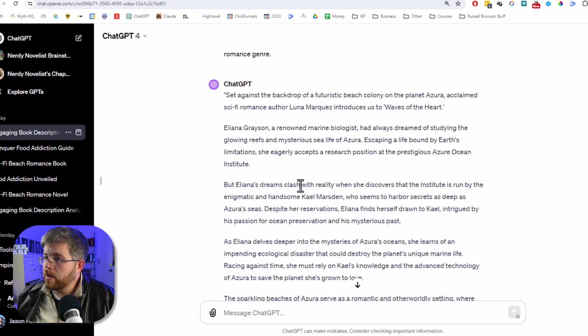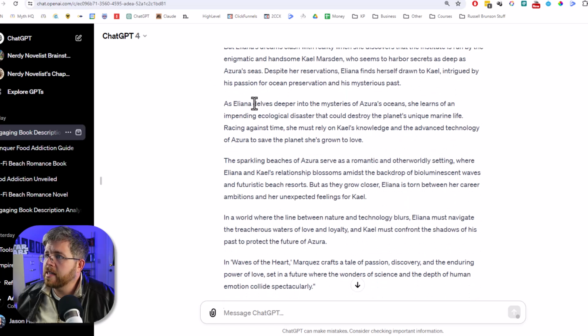But Eliana's dreams clash with reality when she discovers that the institute is run by the enigmatic and handsome Kale Marsden, who seems to harbor secrets as deep as Azure's seas. Despite her reservations, Eliana finds herself drawn to Kale, intrigued by his passion for ocean preservation and his mysterious past. As Eliana delves deeper into the mysteries of Azura's oceans, she learns of an impending ecological disaster that could destroy the planet's unique marine life. Racing against time, she must rely on Kale's knowledge and the advanced technology of Azura to save the planet she's grown to love.